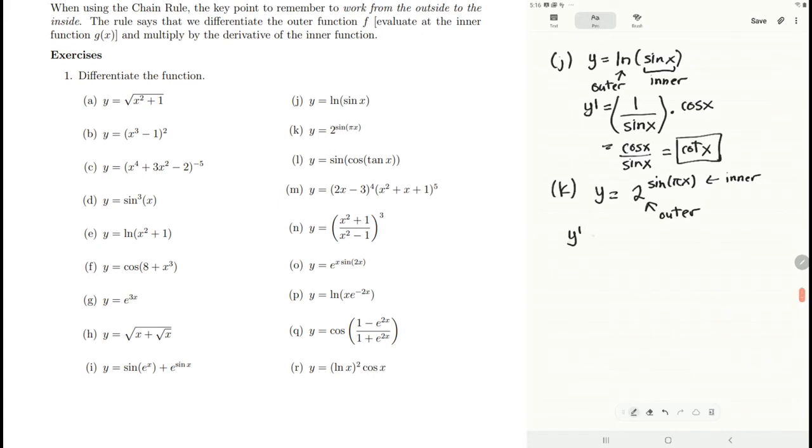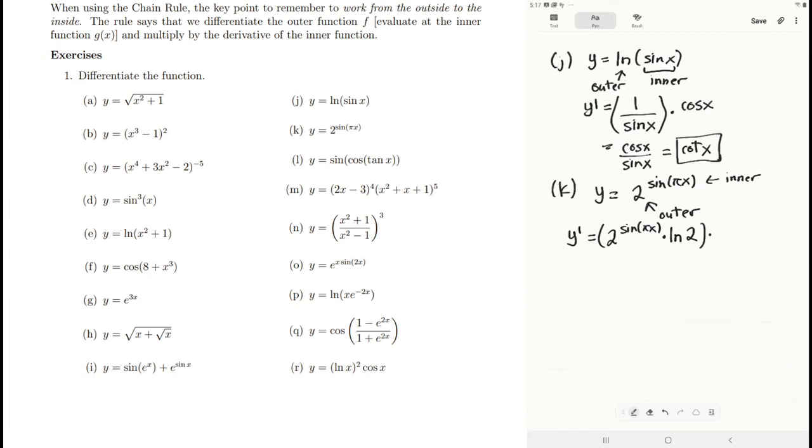So the derivative is going to be the derivative of the exponential function 2 to the power of sine of pi x, which we know to be itself, so 2 to the sine of pi x, multiplied by the natural log of 2. So this is the derivative of the outer function. And then we multiply this by the derivative of the inner function.